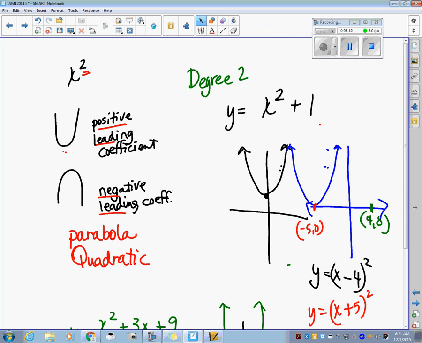But the bottom line is these are not even because they're not symmetric with the y-axis. And the reason they're not symmetric with the y-axis is because if you FOILed this, the exponent on the x would no longer be even.